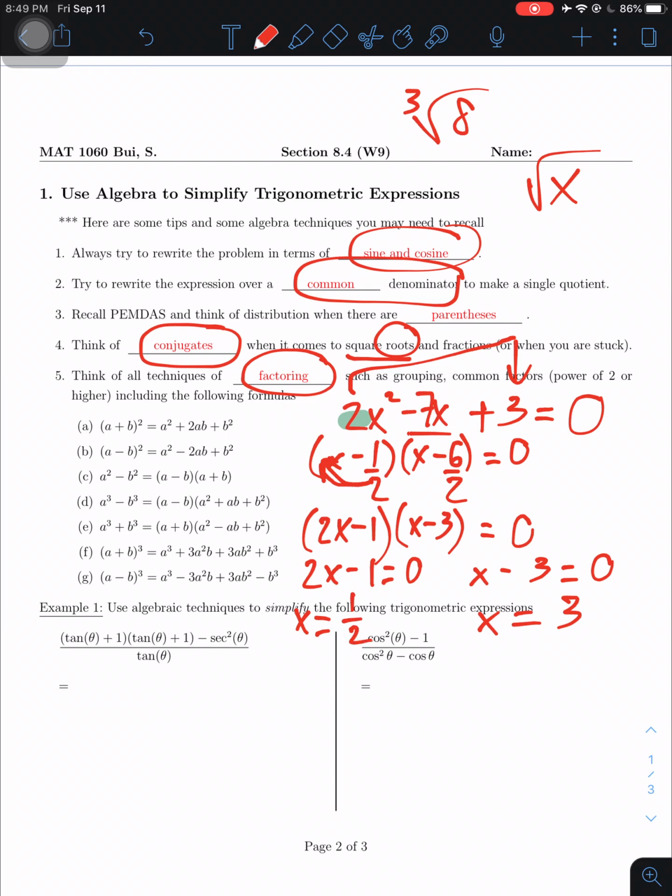But if you don't know how I get to the final answers in here, let me know, okay? And by the way, we have 2 answers for this problem. It's 1/2 and 3, okay? So again, let me know if this technique confuses you.